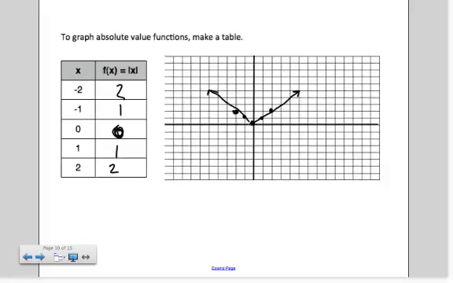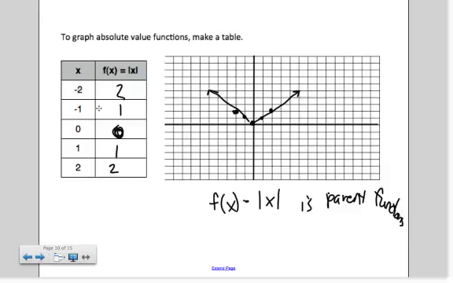Okay? This is the most basic absolute value function. It's called the parent function of the absolute value set of functions. Okay? So f of x equals the absolute value of x is the parent function. When we graphed lines, we talked about parent functions for lines. Well, the parent function for the absolute value is this.